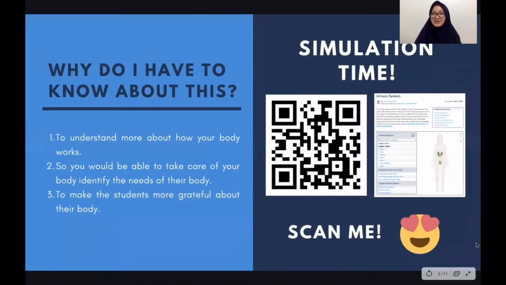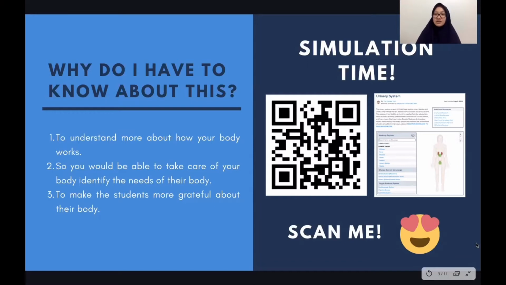So next, I will be explaining to you why you have to learn this. Because in my experience, so many people have asked me this question, or asked their teachers, or asked themselves: why do I have to learn about this? So why do you guys have to learn about the excretion process? Firstly, to understand more about how your body works. Why does that matter? Because I'm not going to do surgery on anyone, so I don't need to know how my body works. That's where people get it wrong. You actually do need to know how your body works.